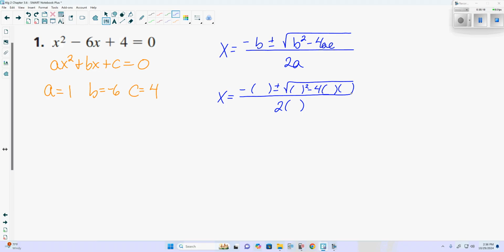So our value b is negative 6. At this point, we can plug it in our two places where b shows up, our negative b and b squared. Our value of a is 1, so we can plug it into its two spots, and c only shows up once. So we plug in its value. So we're just plugging in the values of a, b, c.